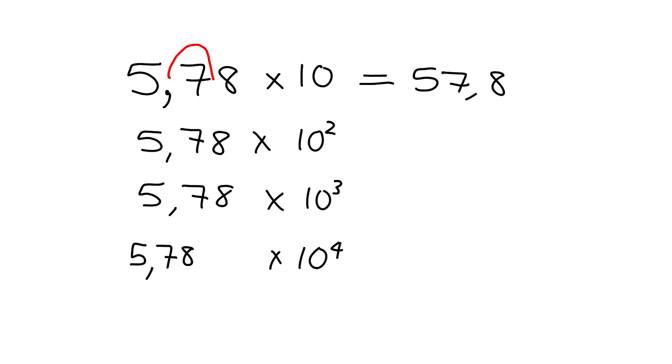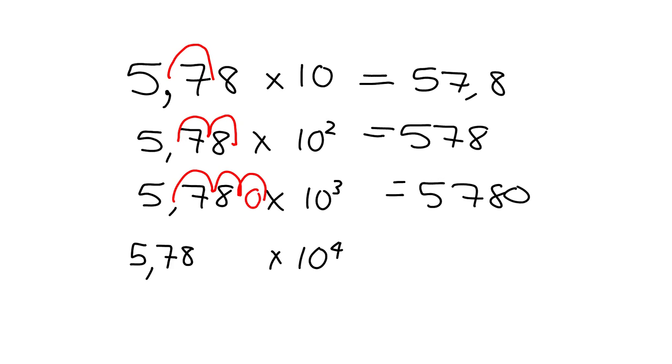57,8. If we multiply by 10 squared, now this is the other thing you've got to remember, what does 10 squared mean? It means multiply by 10 and then by another 10. So you multiply by 10 and then by another 10, and you get 578. If you're talking about 10 cubed, it's 10 times 10 times 10, so we multiply by 10, by another 10, and then by the third 10, put a zero in there, and we have 5780. And if we multiply by 10 to the power of 4, it's 10 times 10 times 10 times 10, so we multiply by 1 ten, 2 tens, 3 tens, 4 tens, and the comma ends up over there, so we get 57800.